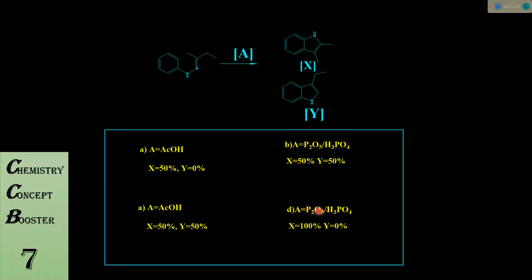If this option is like that, acetic acid, then X 100% and Y 0% will be right. But in that case, H3PO4 and P2O5 are there. That's why X 100% and Y 0% is not correct. For only acetic acid, we will get X 100% and Y 0%. So this is a very conceptual question.